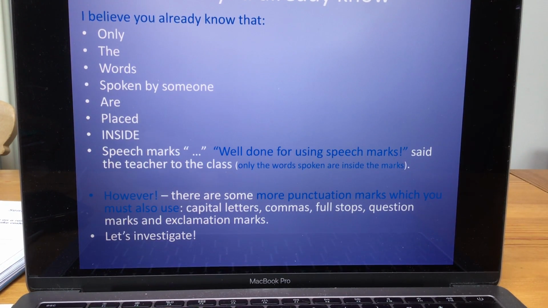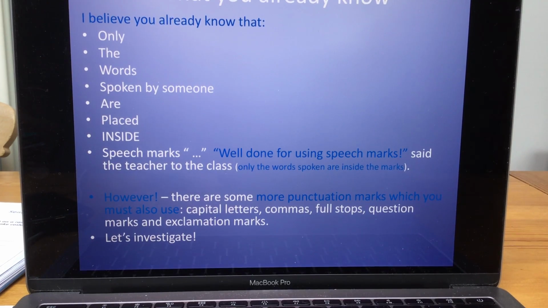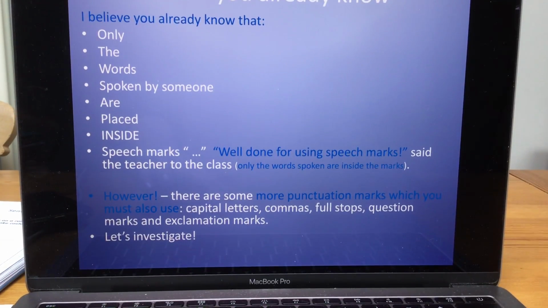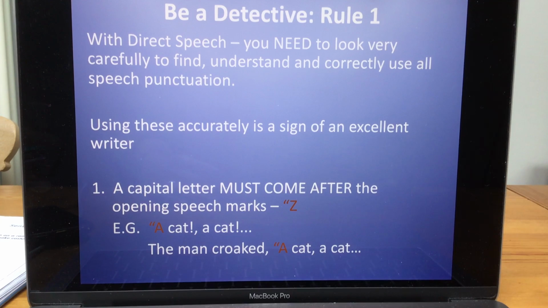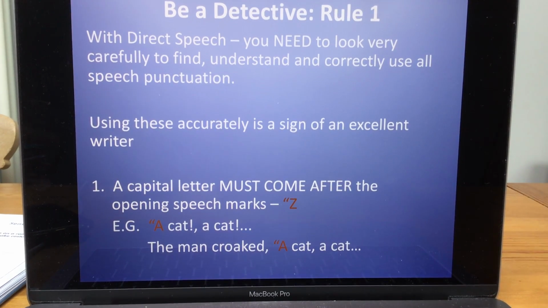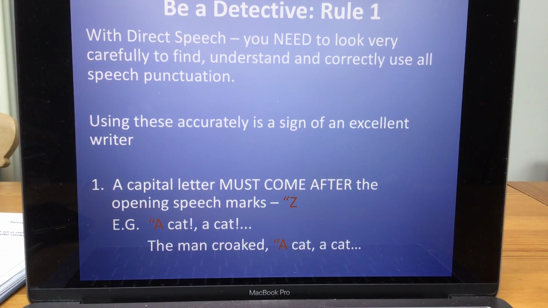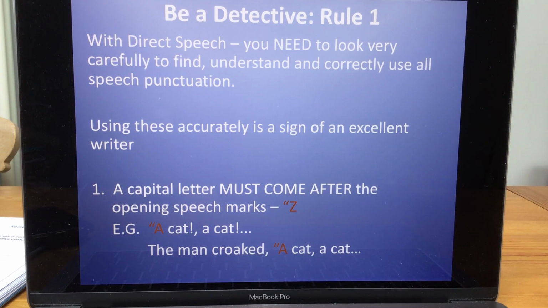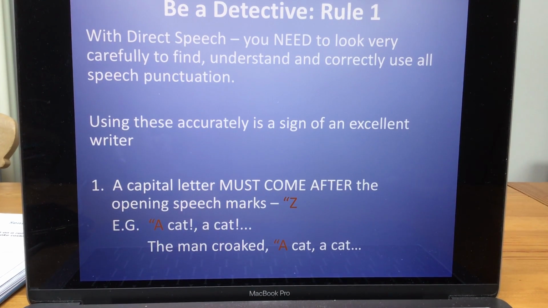Okay, so we need to look at capital letters, commas, exclamation marks, and all those things. So let's go and investigate. Be a detective. There are rules. There's 4 main rules. Rule number 2 has kind of got 2 bits to it, but have a little look.